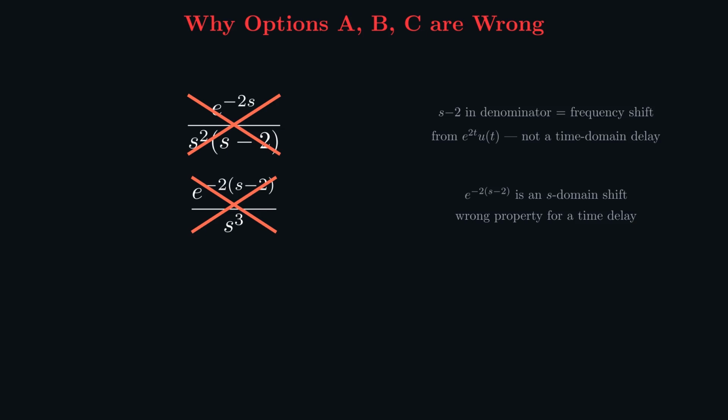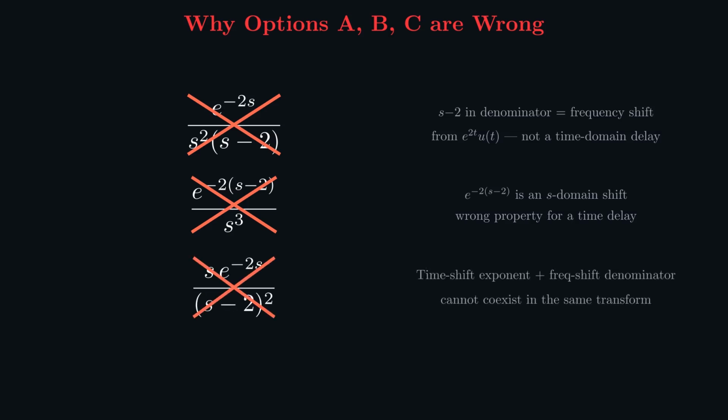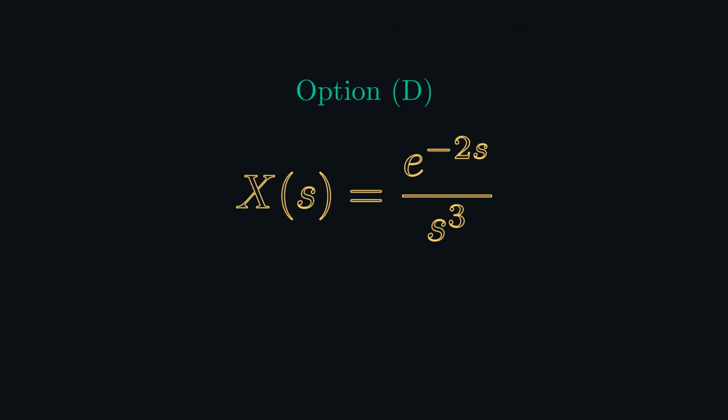Option B has e to the minus 2 times s minus 2 in the exponent. That would require applying the s-domain shift instead of the time-domain shift. Wrong. Option C mixes s times e to the minus 2s in the numerator with s minus 2 squared in the denominator, a time shift exponential with a frequency shift denominator. Those cannot come from the same transform. Option C is out. The answer is option D, e to the minus 2s over s cubed.